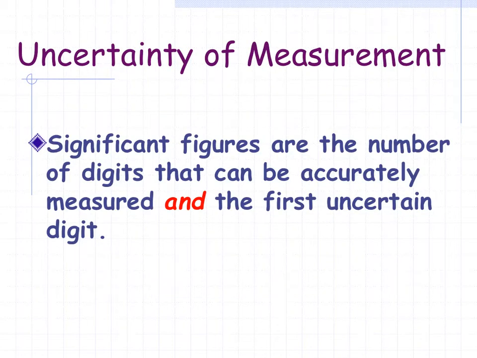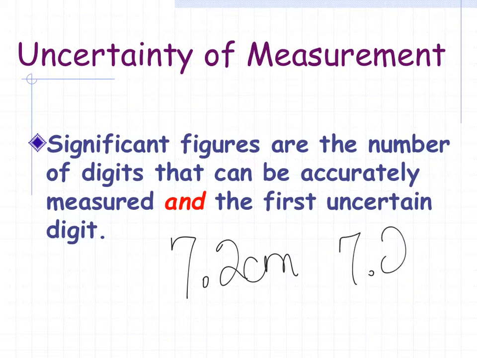Significant figures are the number of digits that can be accurately measured plus that first uncertain or estimated digit. For example, if we were measuring something and you said it is 7.2 centimeters versus 7.21 centimeters, this digit is more precise than this digit. And so we always want you to have an estimate on the end of your digit that tells us that you were trying to be precise. And we will talk much more about that on Tuesday in class.